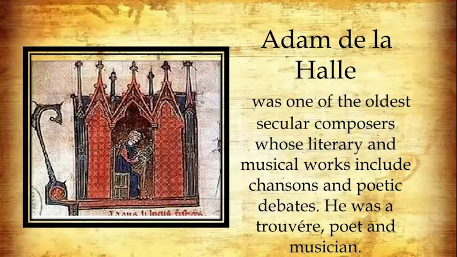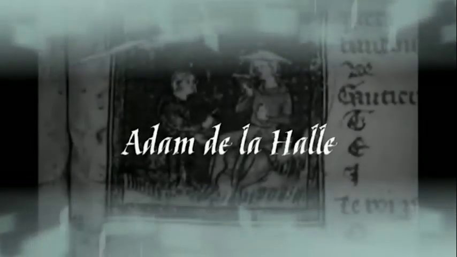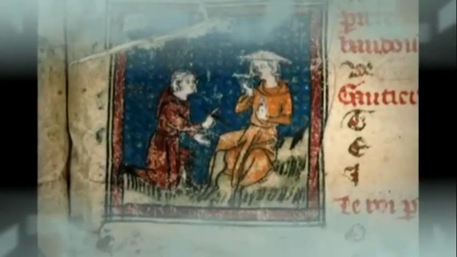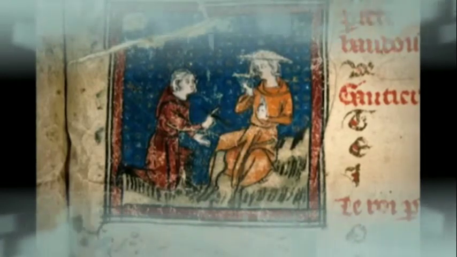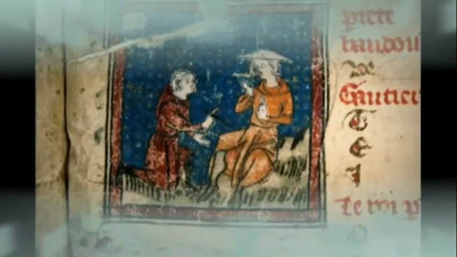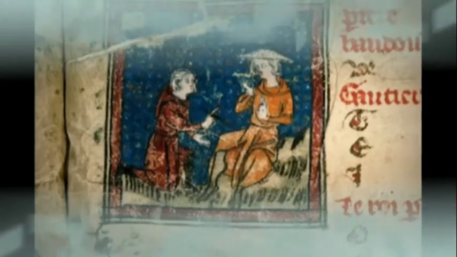Adam de la Halle was one of the oldest secular composers, whose literary and musical works include chansons and poetic debates. You will be hearing an example of Adam de la Halle's composition entitled Le Jeu de Robin et de Marion. Le Jeu de Robin et de Marion is the earliest French secular play with music, written around the late 13th century. It tells of a romantic story between a knight and a shepherdess or maiden.